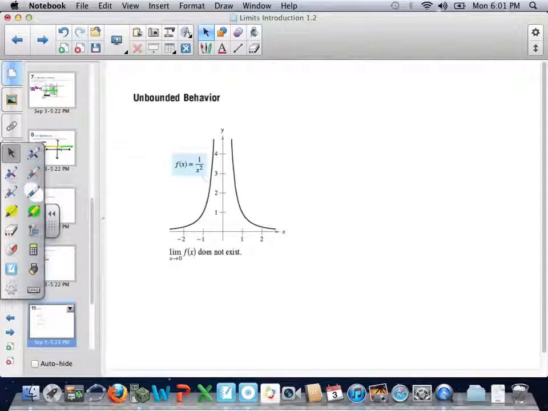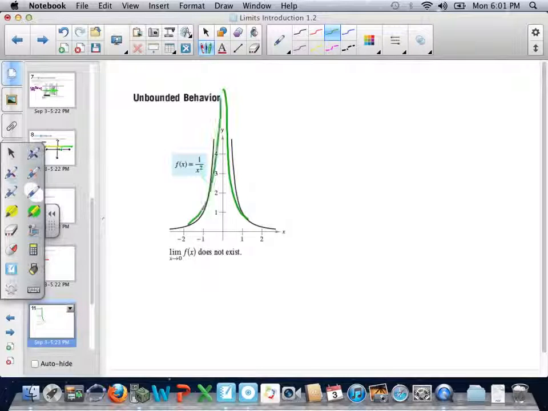Unbounded behavior. You're used to this function, 1 over x squared. The function increases without bound. This limit does not exist because it keeps getting higher and higher and higher as we go. So we would say this limit, as x approaches 0 of 1 over x squared, does not exist, or just write DNE.